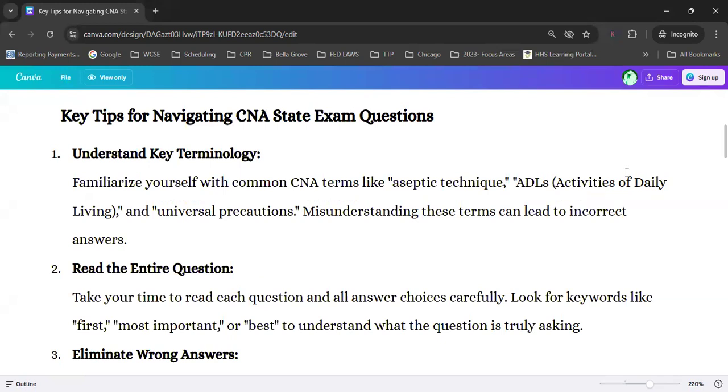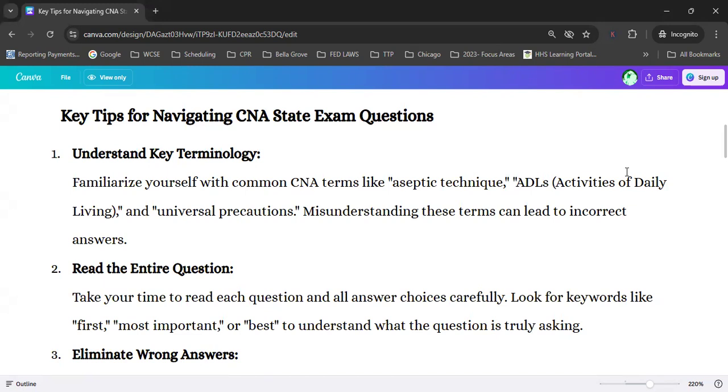As an example here, you want to know CNA terms like aseptic technique. Anybody knows what aseptic technique is? Put it in the comment section. I encourage you to engage, be okay with selecting the wrong choice, because this is what learning is about. If you knew everything, then you wouldn't be learning, right? So it's important to just be engaged. It helps with your learning and retention of information.